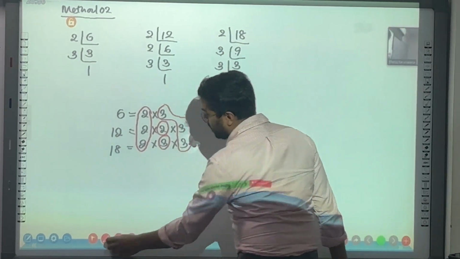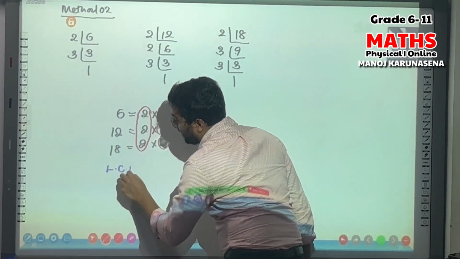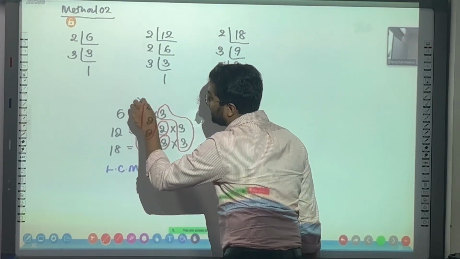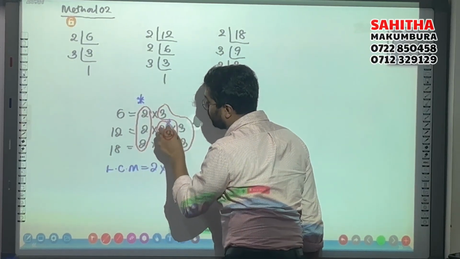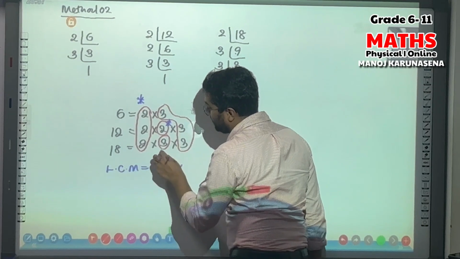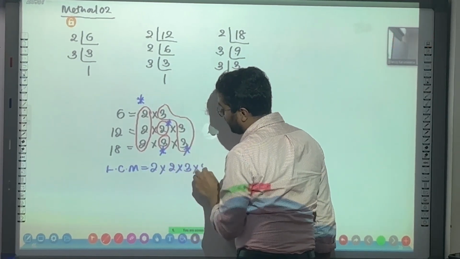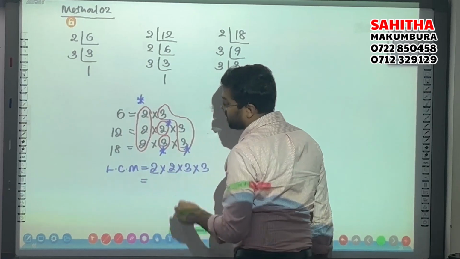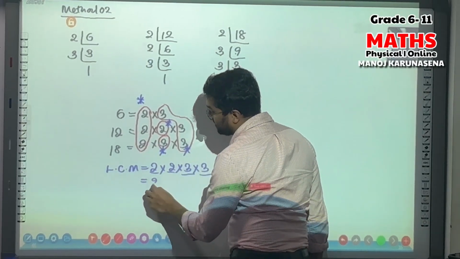Now how to calculate LCM here? I am considering this number 2. You have to consider this number 2, have to consider this number 3, and then again you have to consider this number 3. 2 times 2 is 4, 4 times 3 is 12, 12 times 3 is 36.